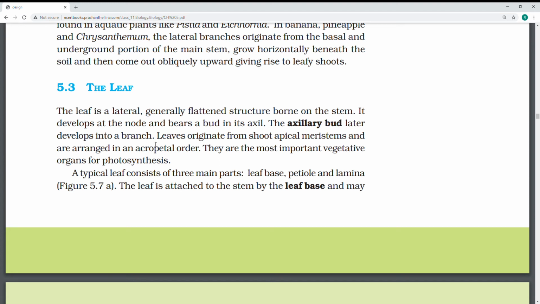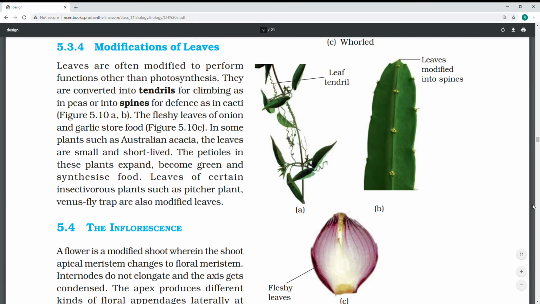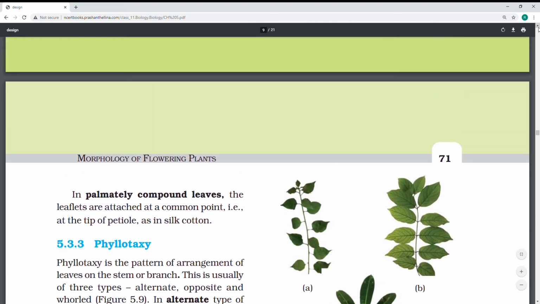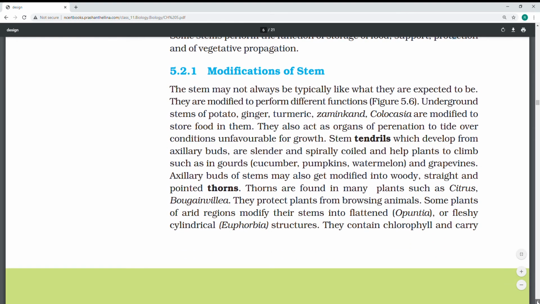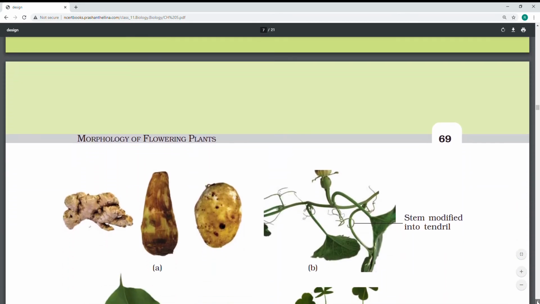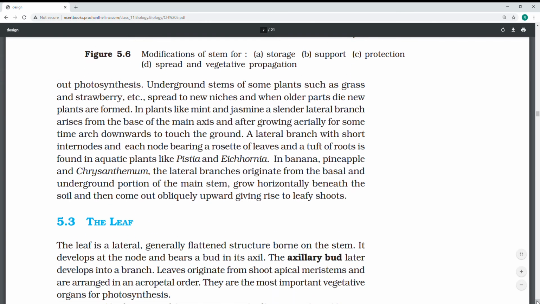Okay, so the next, the modifications also will be there. See, depending on the leaf arrangement they have also given pinnately compound, palmately compound. The pace is going very fast. Now I am going to explain the modifications of the leaf. So depending on the modification, these are two types.